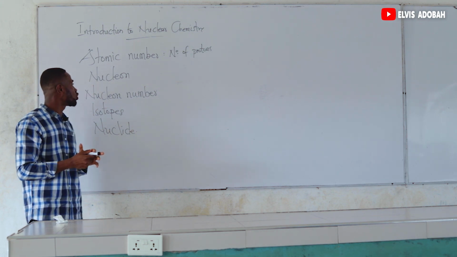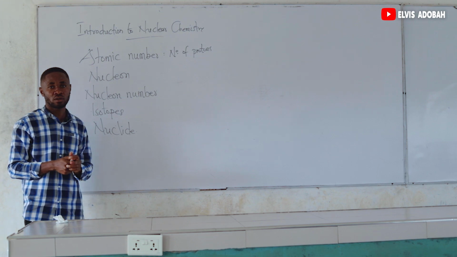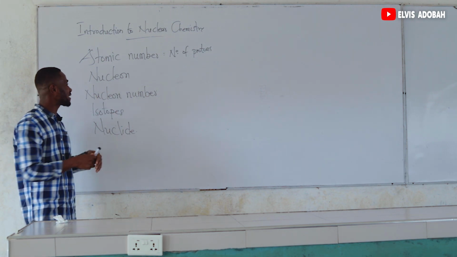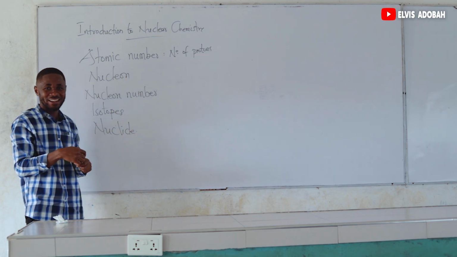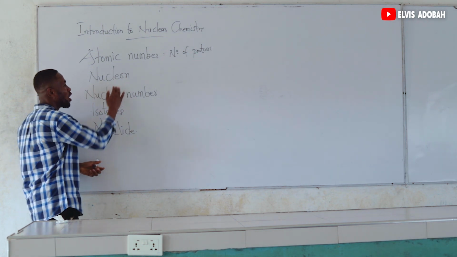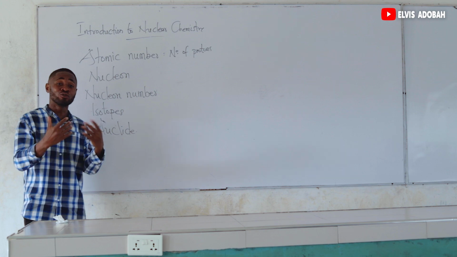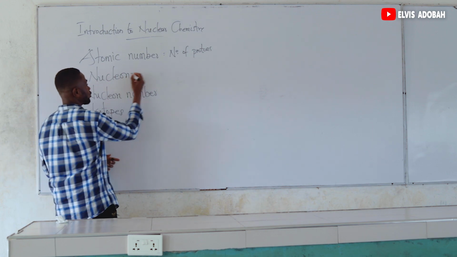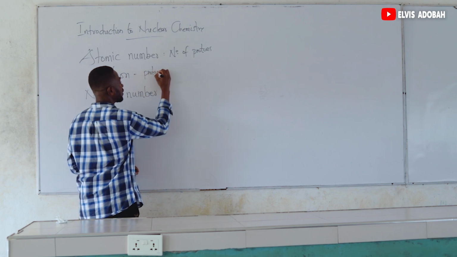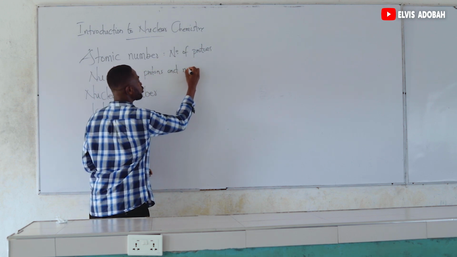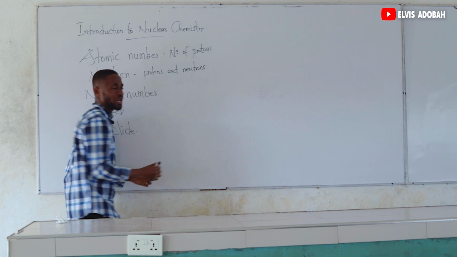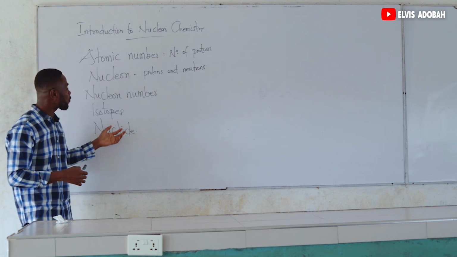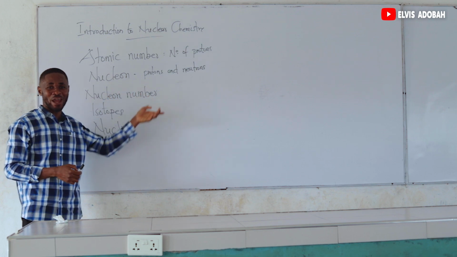The next terminology we need to become aware of is nucleon. The name looks like nucleus, but at the end it changes to ON. That is basically because nucleon refers to the protons and the neutrons in the atom. Then we have one beneath it called the nucleon number.